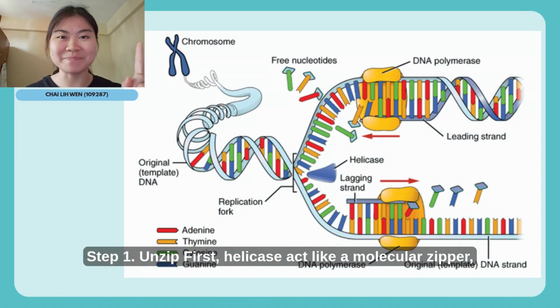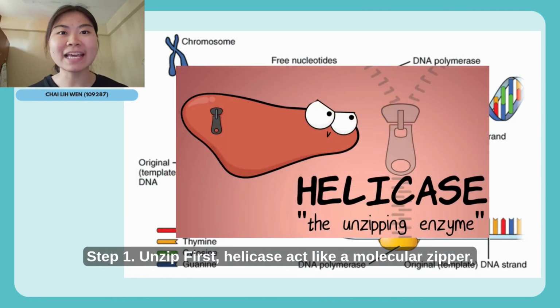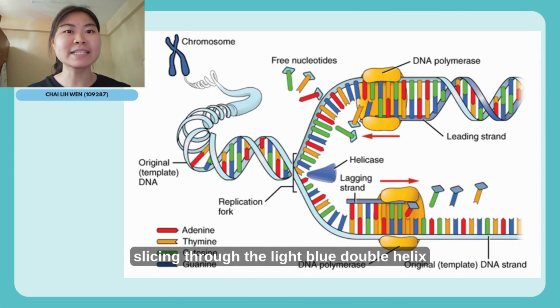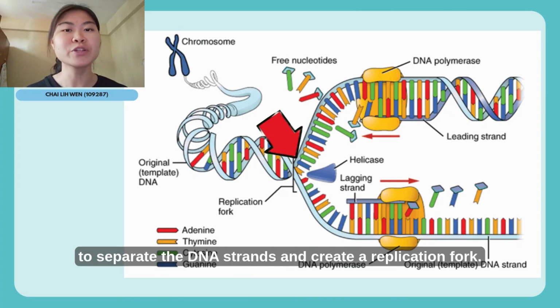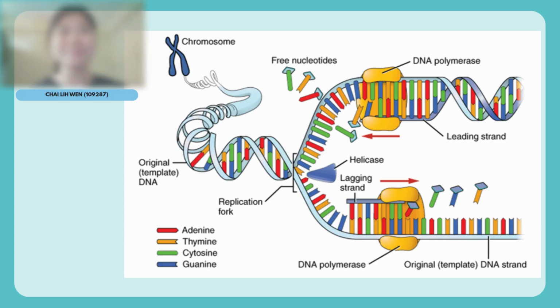Step 1. Unzip. First, helicase acts like a molecular zipper, slicing through the light blue double helix to separate the DNA strands and create a replication fork.